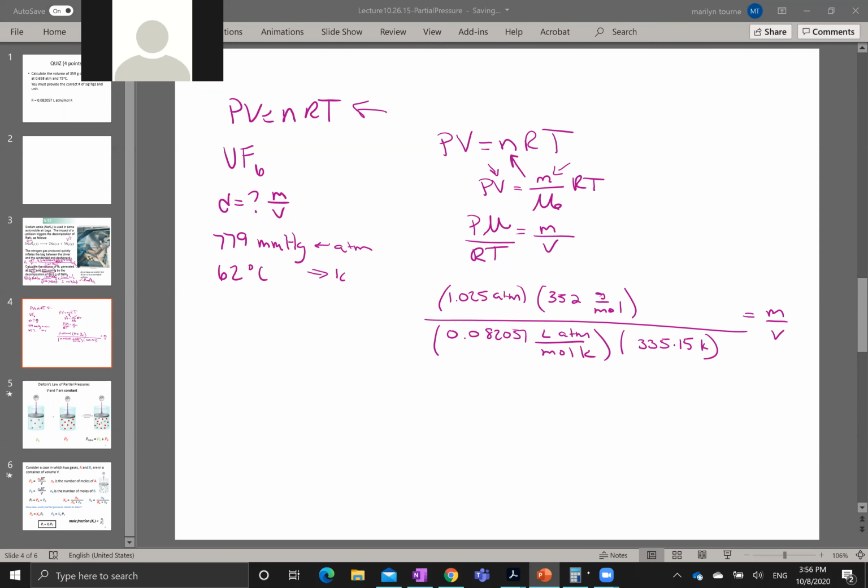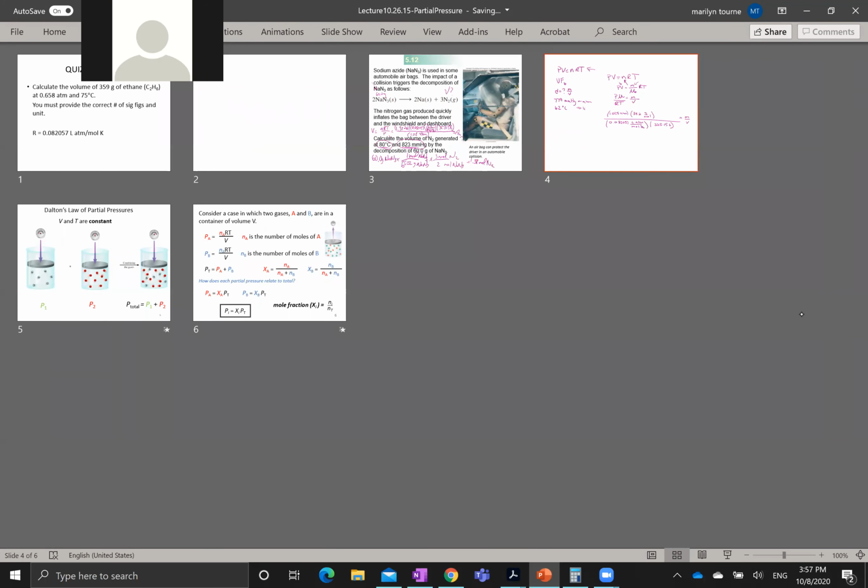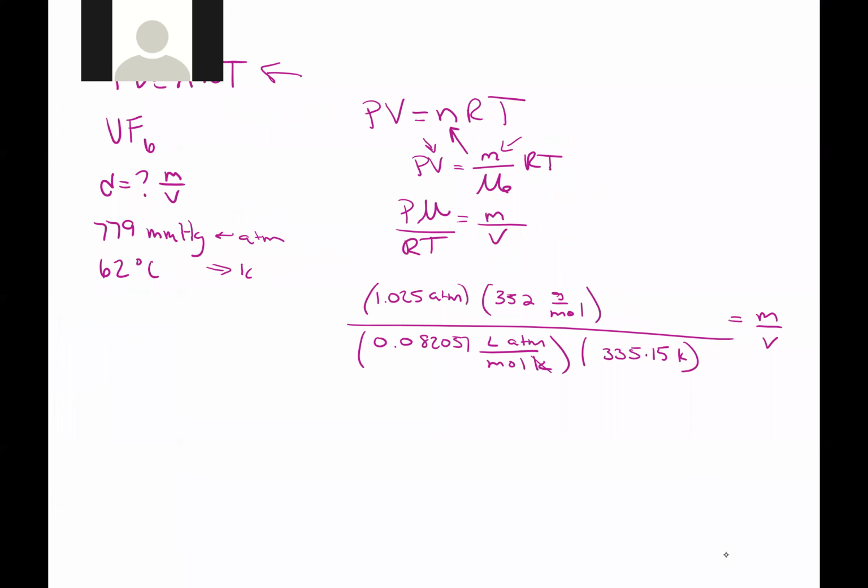So Kelvin, okay, so we need to get density. The units of density should be mass over volume, which is grams over liters. That's what we should have left as units. So if you cancel everything, Kelvin cancels, atm cancels with this atm, moles cancel with this moles, and that's it. What do you have left? Grams over liters, which is density. That's it. Super easy. All right, so do you guys have any questions?